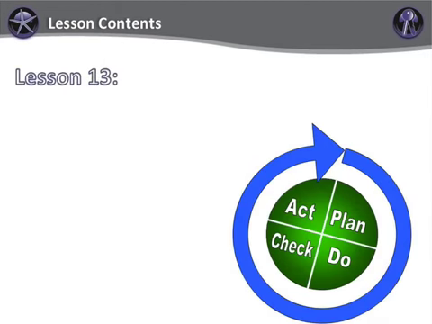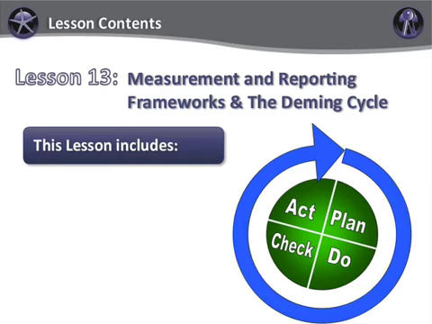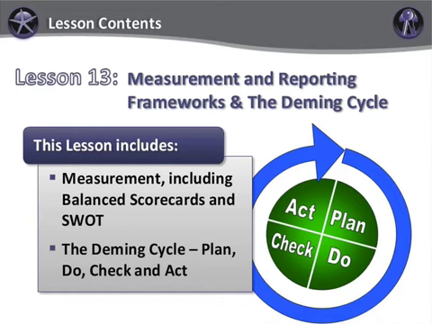In Lesson 13, we will look at measurement and reporting frameworks and the Deming cycle. We'll break measurement down and look at some specific techniques such as balanced scorecards and SWOT analysis. We'll also study the Deming cycle in more detail, looking at the plan, do, check, and act stages of the cycle.